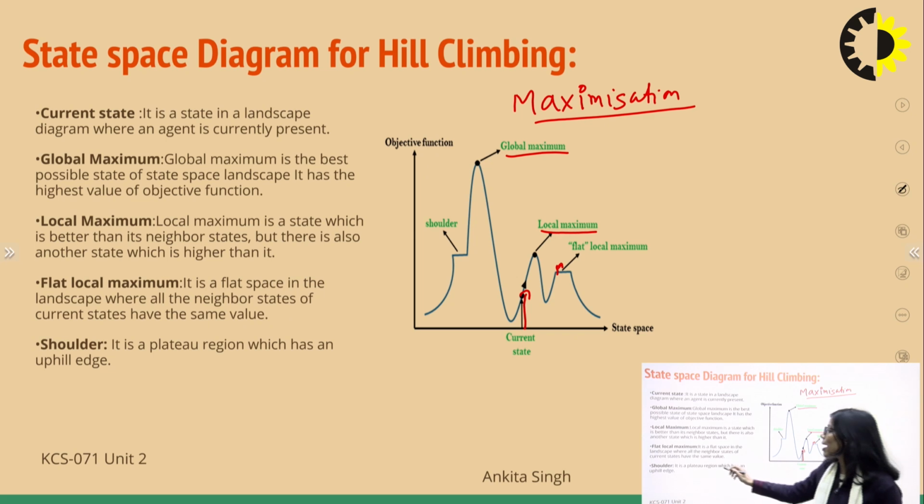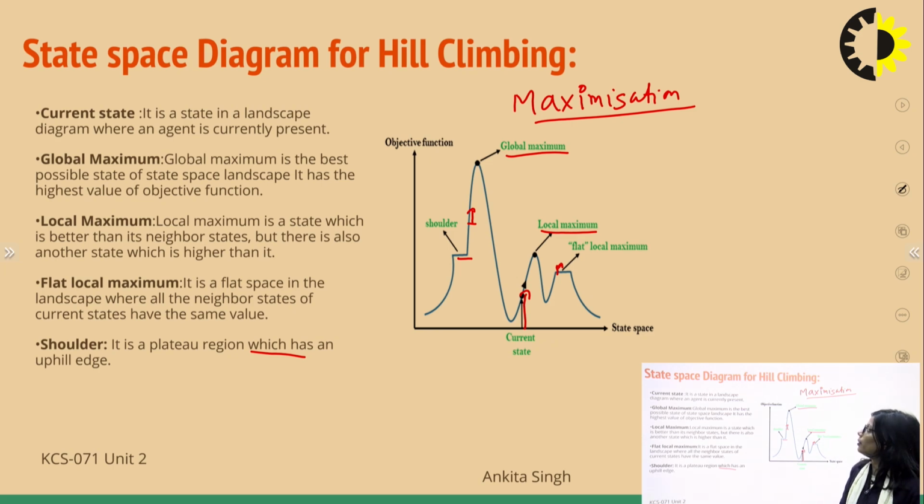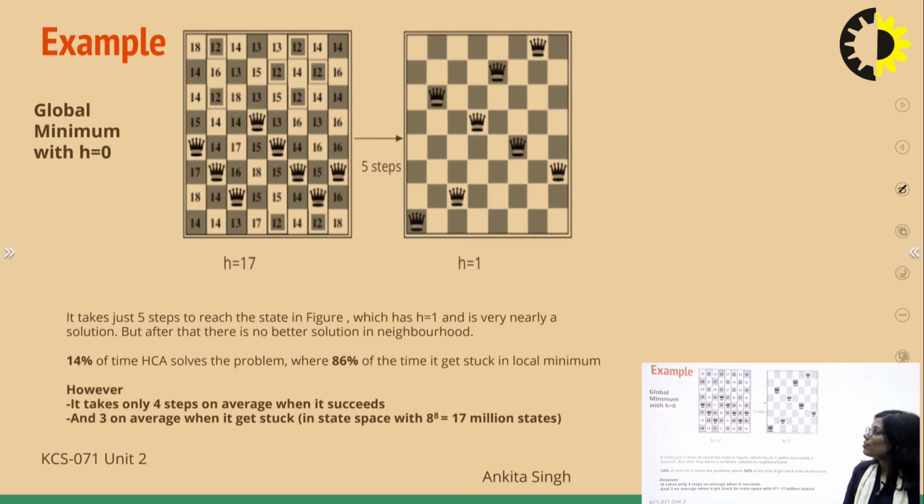Shoulder is a plateau region which has an uphill edge like this. So there is some flat region and after that it is uphill. A hill climbing algorithm always says that if I am over here, I will move only upwards. I won't move downwards. I will only move to those nodes which have better value than me. So that was the state space diagram. Now let's understand this with a problem.